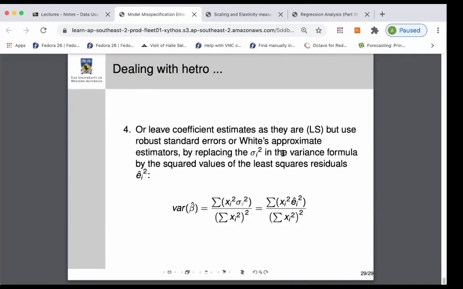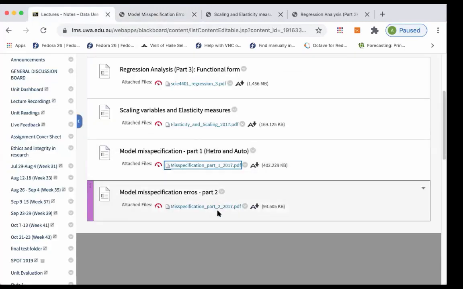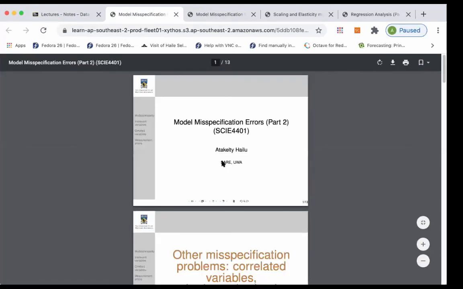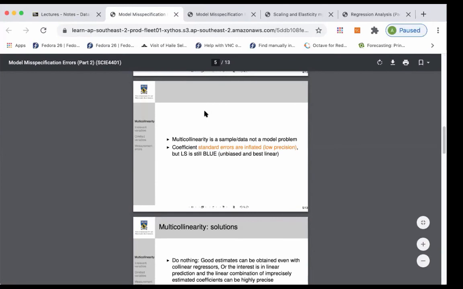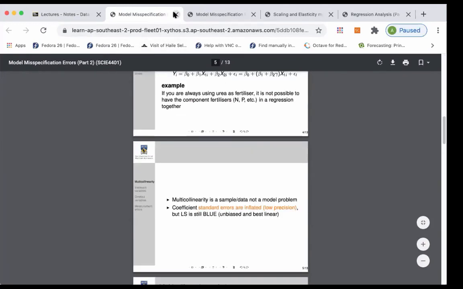The last one, leave the coefficient estimates as they are because they are not biased. Then just replace your calculation of the variance, the standard errors, fix them, and that's it. Then you are done. There are more misspecification errors, but I will let you go through those on your own. You can read through them. I mentioned some things about measurement errors and so on, but we'll leave them there.